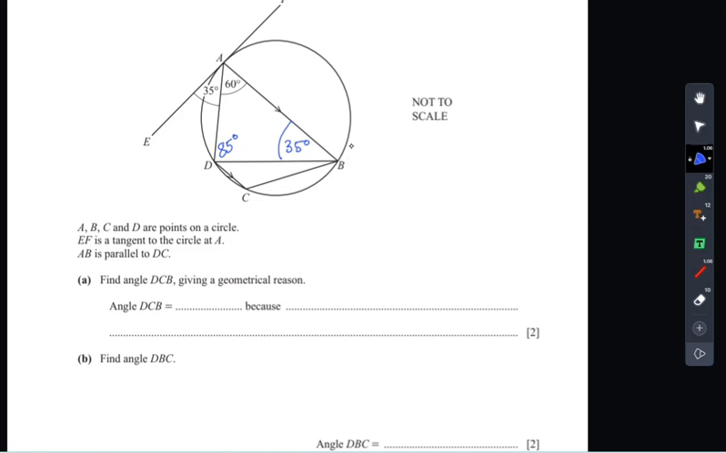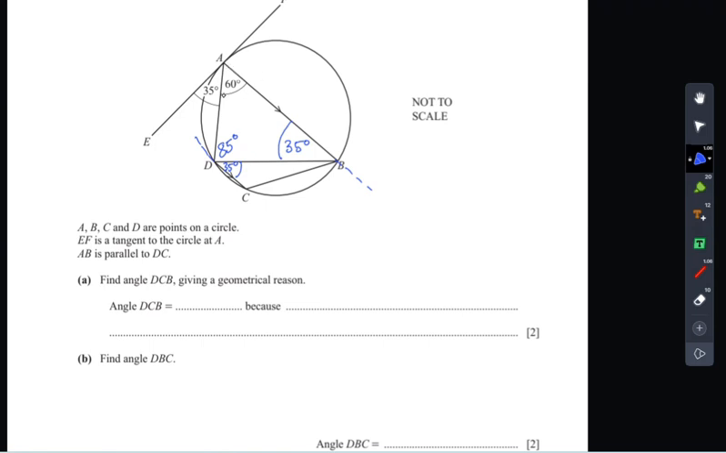This can help us. Maybe if we extend some lines here, we might get something. Right, if you see there's a transversal line. Let me try to make it clear. If I extend there and extend down here, they have alternate angles. This angle and that one, so this is 35 degrees as well.